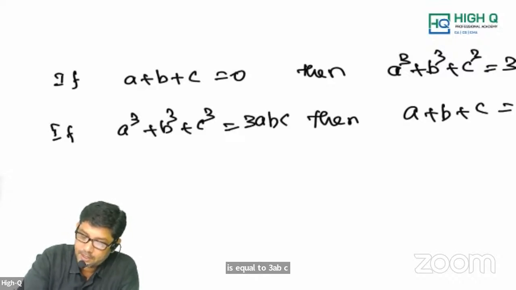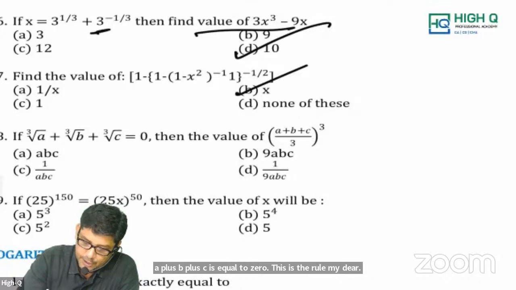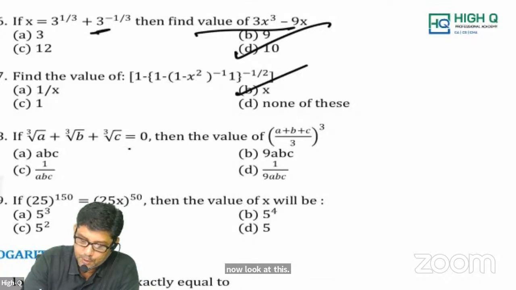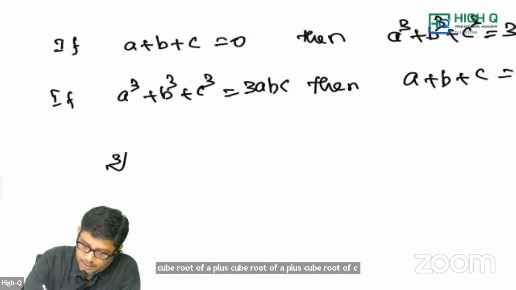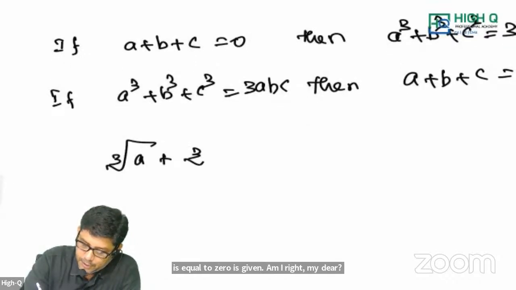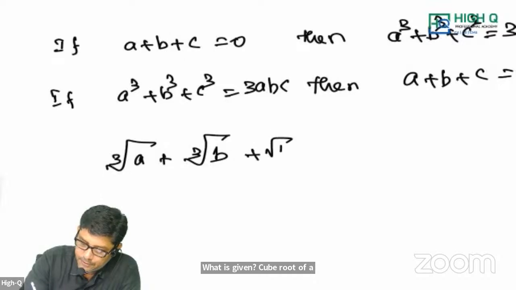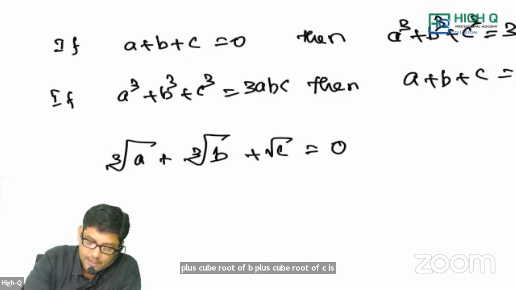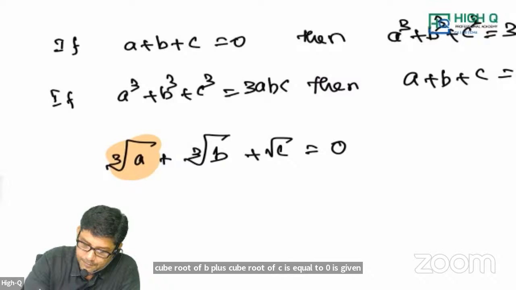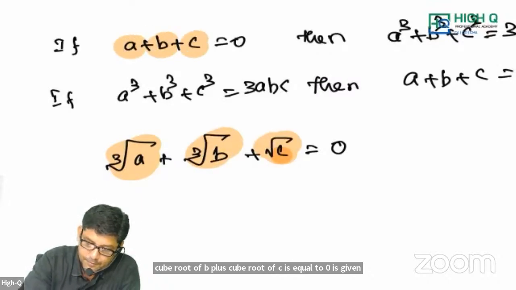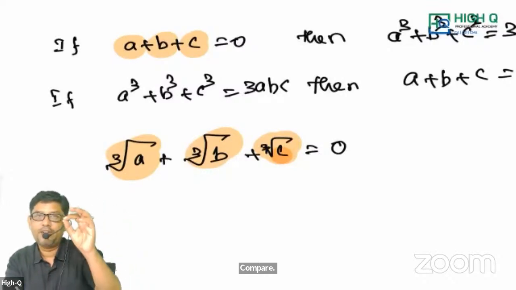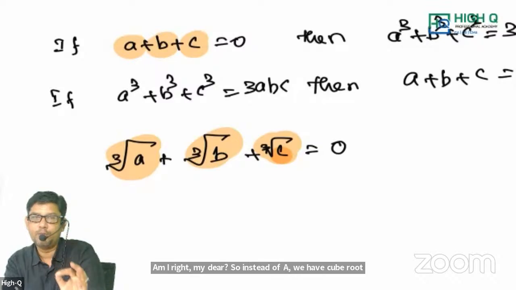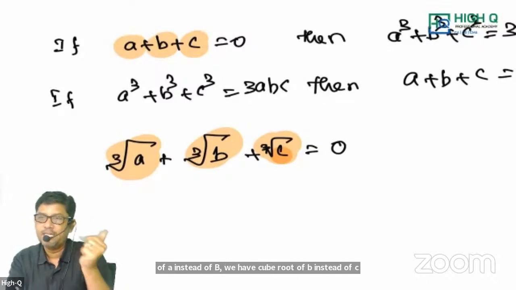Now, look at this. Cube root of a plus cube root of b plus cube root of c is equal to 0 is given. Am I right, my dear? What is given? Cube root of a plus cube root of b plus cube root of c is equal to 0 is given. Compare. Am I right, my dear? So instead of a, we have cube root of a. Instead of b, we have cube root of b. Instead of c, we have cube root of c. Am I right, my dear?